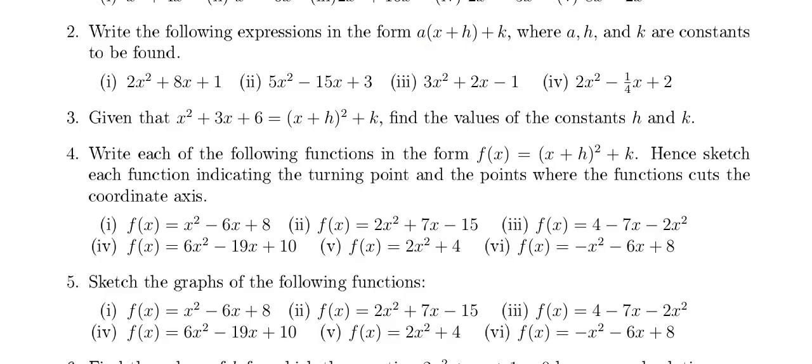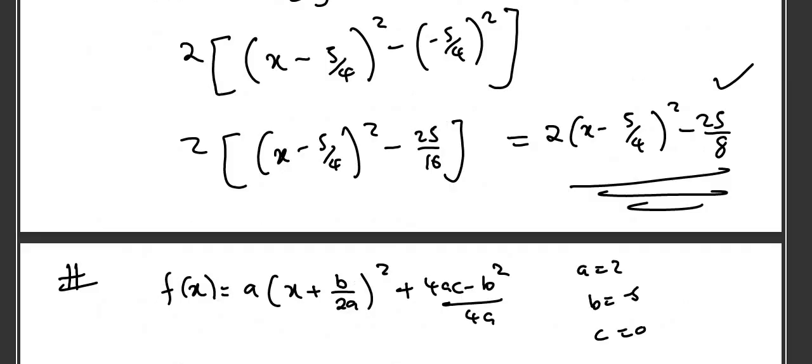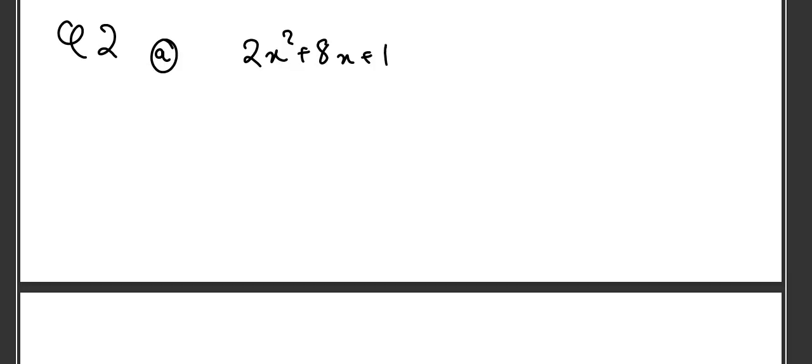So the first one is 2x squared plus 8x plus 1. We're on question 2A. So we want to complete the square here. I'll do this in 2 ways so that you appreciate the whole thing, to say this is very easy and straightforward. So method 1, I'll use the formula, which is very easy.